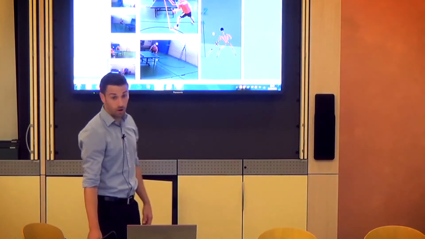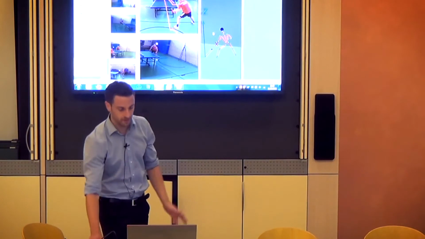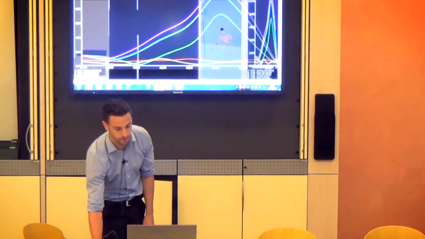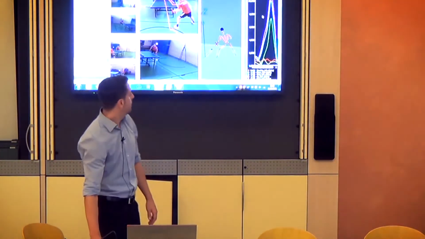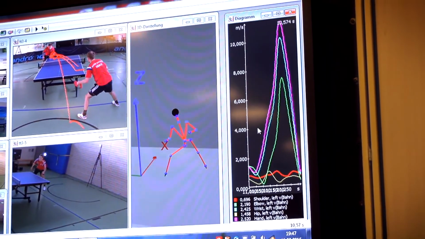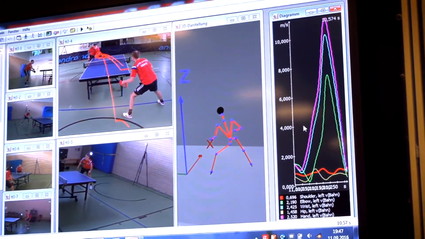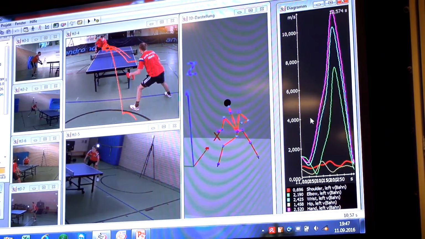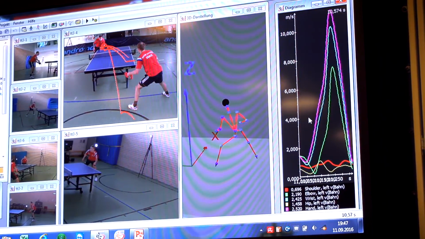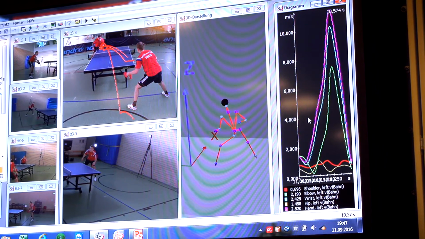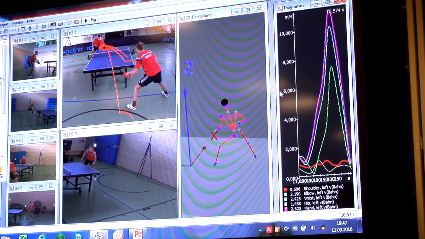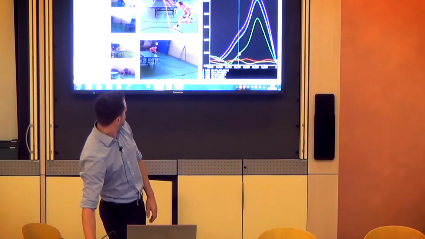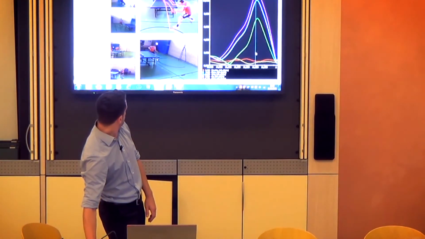And of course, we can also get out the information on specific kinds of hits. This is just an example of the type of data we will get out of that. This is the speed of the segments and joint centers: the speed of the elbow, the shoulder, the hip on the left side, because he was left-handed, and the wrist. And what you see here is the place where he struck the ball.